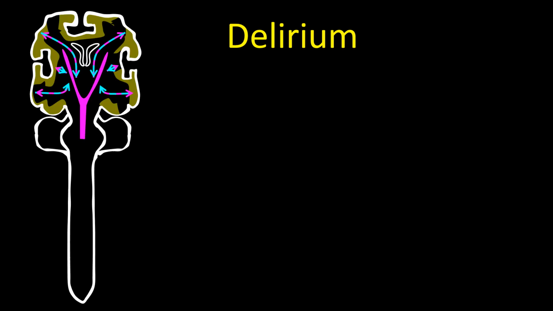stimulus. In this drawing, the magenta structure is the ascending reticular activating system. The arrows indicate the two-way communication between the cortex and the ascending reticular formation. Patients with delirium have bilateral patchy cerebral cortical dysfunction. Cerebral dysfunction is here represented by the patchy areas colored yellow.